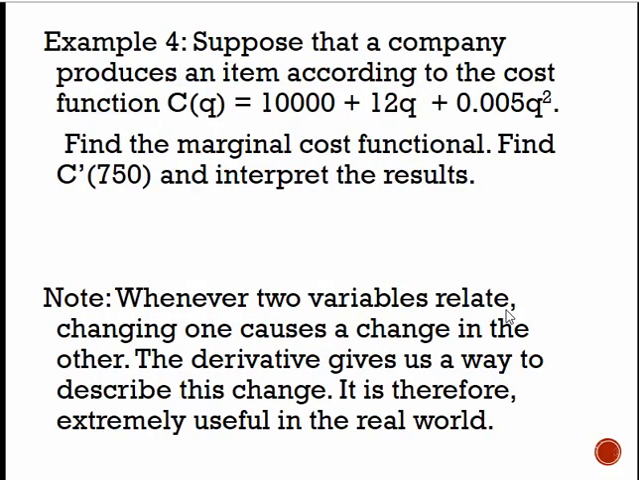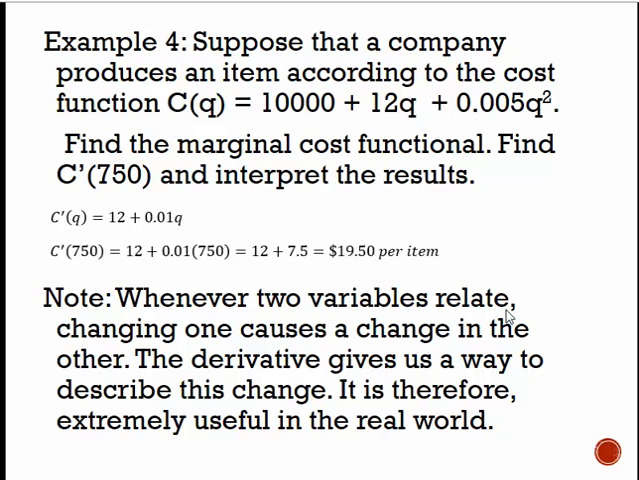So suppose that a company produces an item according to the cost function. Here we have C of Q, depends on the quantity Q. It's 10,000 plus 12Q plus 0.005Q squared. Find the marginal cost function, which is just going to be C prime, and then find at the particular value C prime of 750 and interpret the results. So just apply the power rule. You'll wind up with 12 plus 2 times 0.005 gives me 0.01 Q.